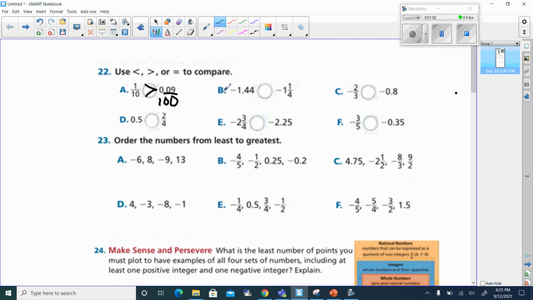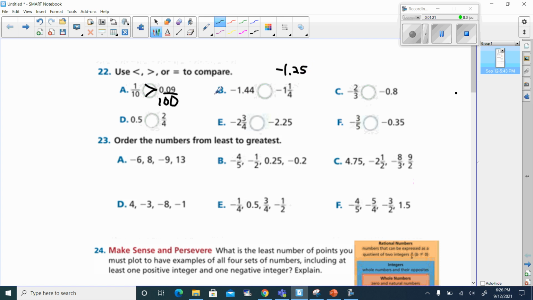Next, we're going to do B. B says negative 1.44 and negative 1 1/4. If I'm going to look at 1 1/4, I know that's going to be negative 1.25 because 1/4 is 25% of something.